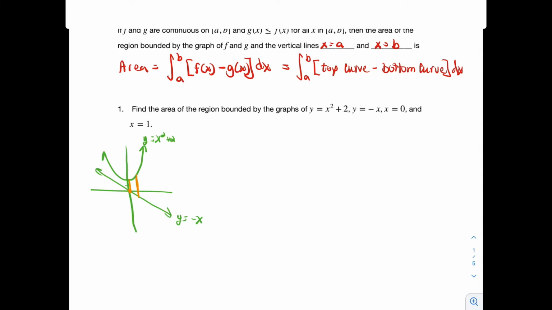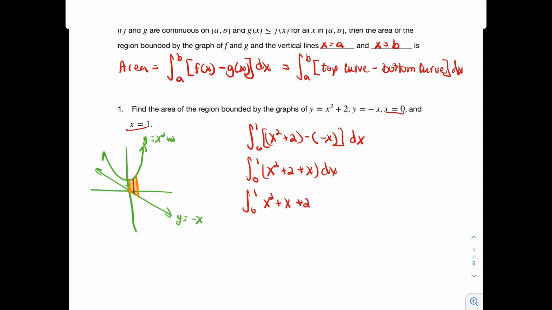and then shade in the area you're going to find. So my shaded region is this, and then draw your representative rectangle. And so here's my representative rectangle. So my area is going to be equal to the integral from 0 to 1, the beginning to the ending of my interval, of my top curve, which is x squared plus 2, minus my bottom curve, which is negative x, dx. And that's it.